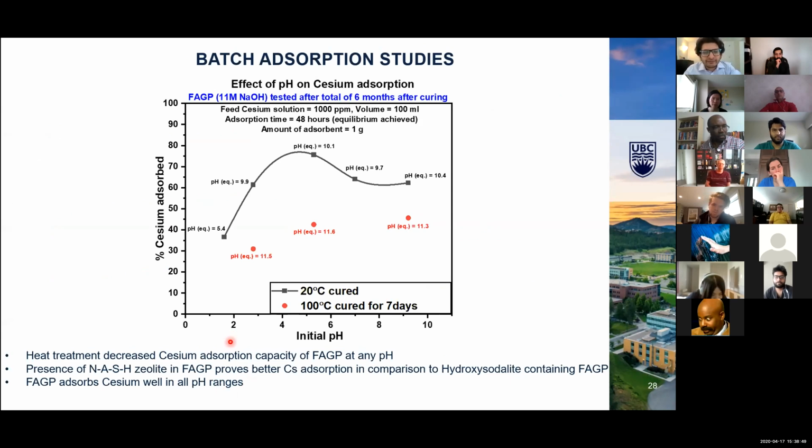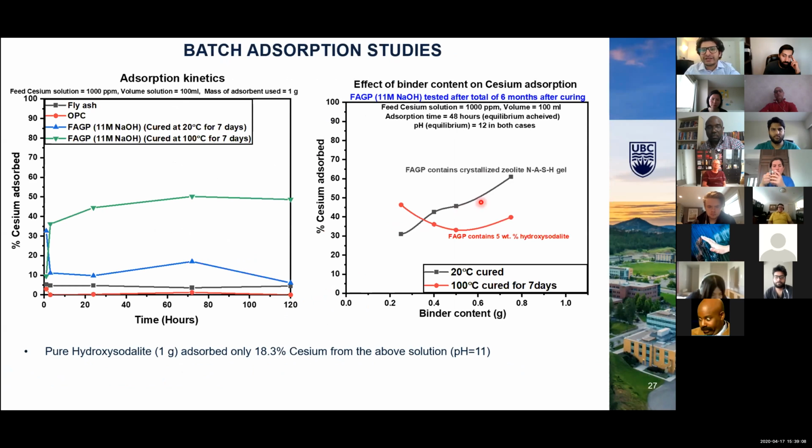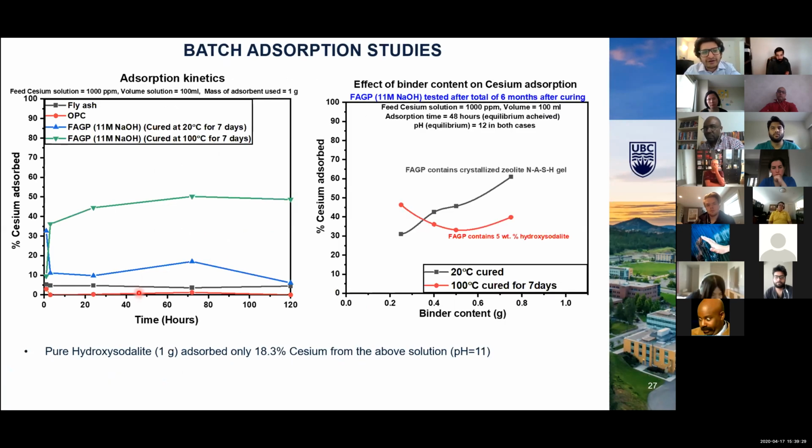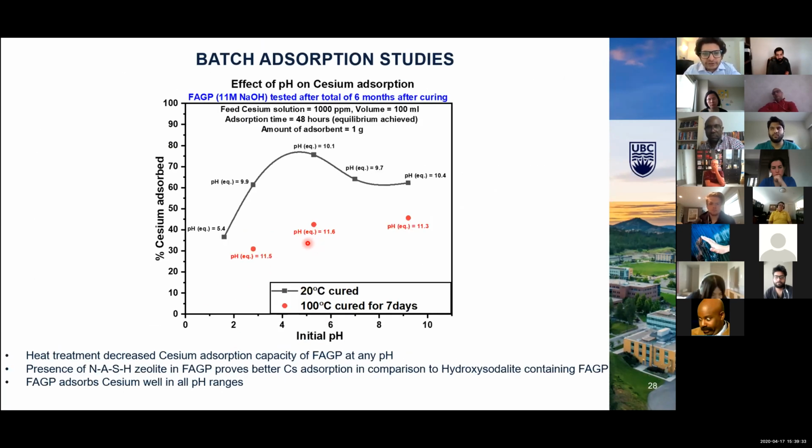And also, the effect of different pH was seen, whether how the material is performing at different pH. And it was seen that the heat treatment of the geopolymer definitely decreased the cesium adsorption at all different pH, as was seen here as well. Also, presence of NaSH zeolitic phases, as I mentioned before, is improving the cesium adsorption within the material. But generally it can be seen that both of them are way better than OPC, which was almost negligible.